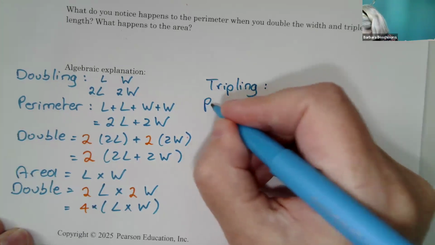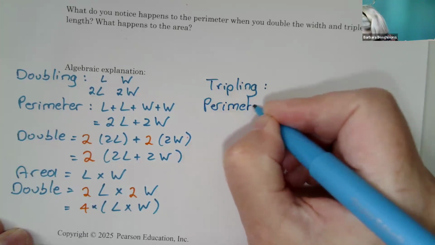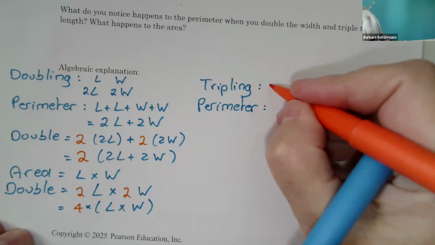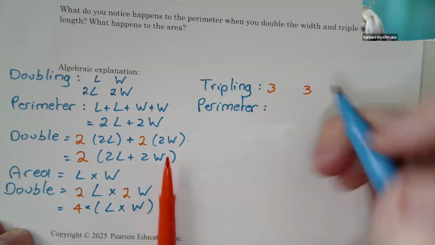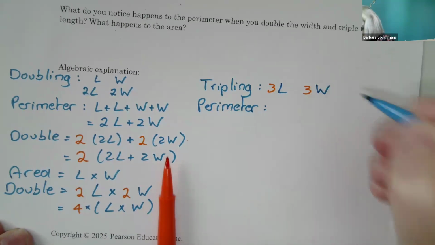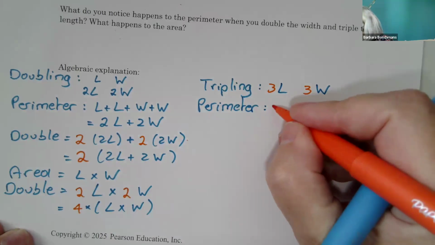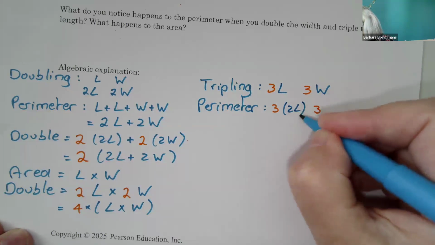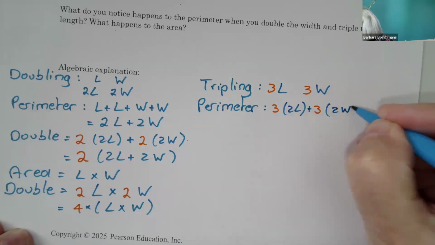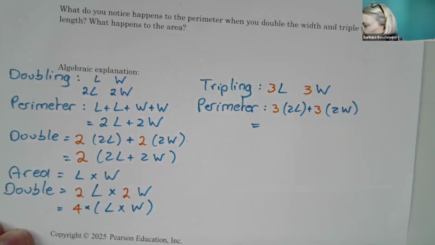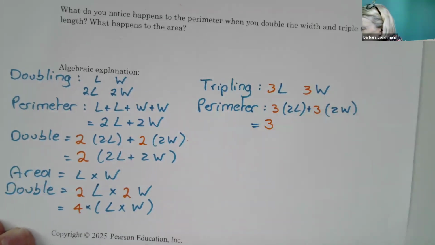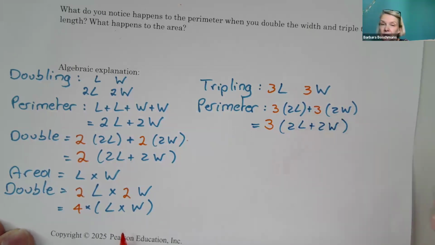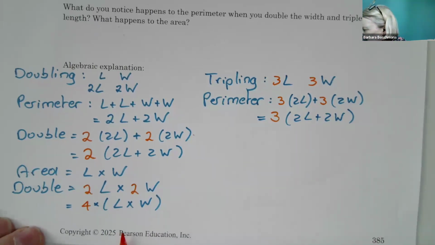So the perimeter. So let's do 3L, 3W. The perimeter is then going to be 3L plus 3L plus 3W plus 3W, and again, you can factor that out. So 3 times 2L plus 2W, and we triple the perimeter. So that's what we found on the previous page.